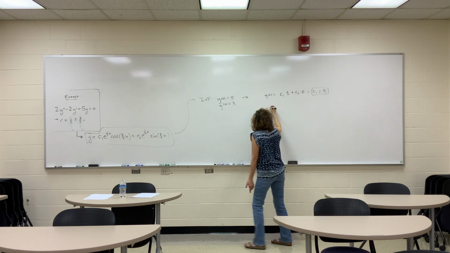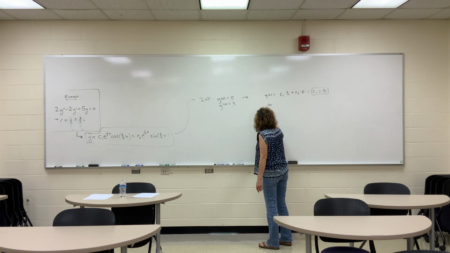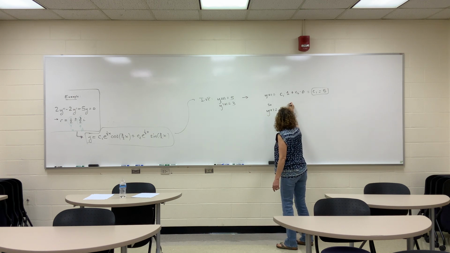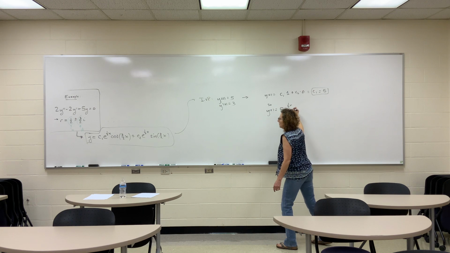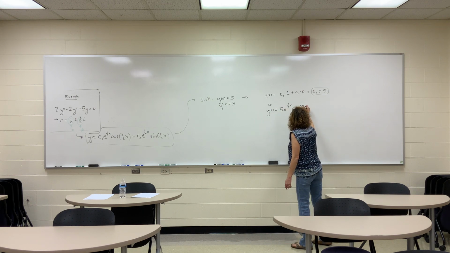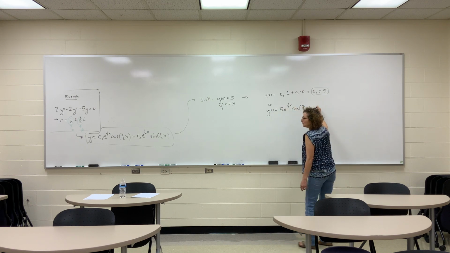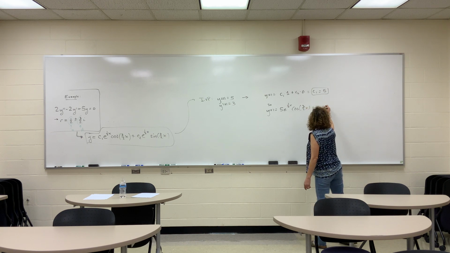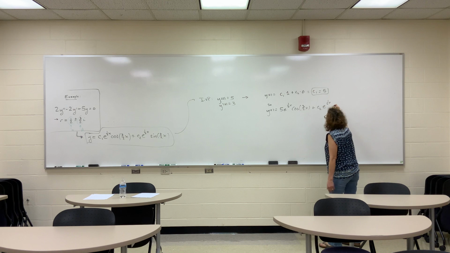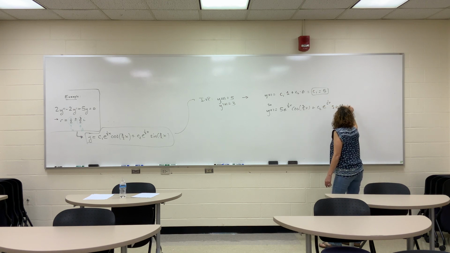So then what would I know? Well, I can put in 5 for C1. So what is y as a function of x? It's 5 e to the 1/2 x cosine 3/2 x plus C2, which we don't know yet, e to the 1/2 x sine 3/2 x. Yeah?